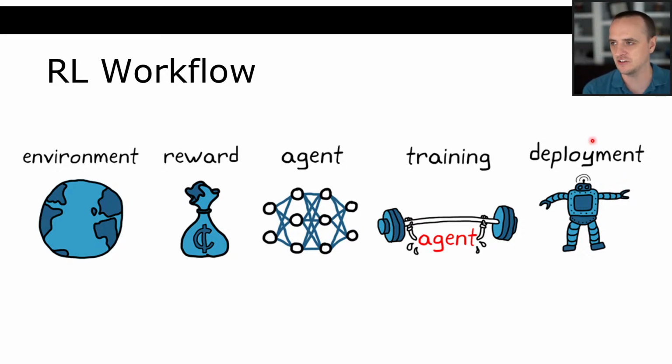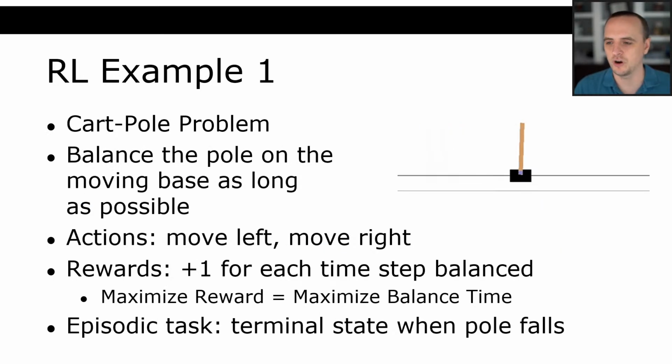And so we have our agent that is trained, and now I have a trained thing. So far we haven't given a ton of examples. Let me show you an example of a problem that is framed within the reinforcement learning framework. This is one of the more famous examples in reinforcement learning. It is called the cart pole problem, and the problem is you want to balance the pole on the moving base as long as possible, okay?